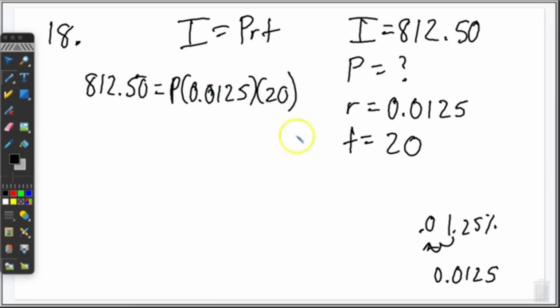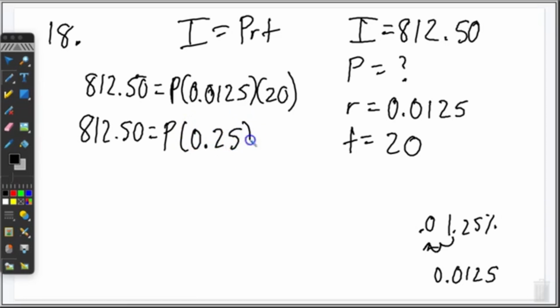So what we can do here is multiply these two. So 812.50 equals P times 0.25, since 0.0125 times 20 is 0.25. And to find P, which is a variable, we have to get it all alone. So we do the opposite of what's showing. It is multiplying, so we divide. And we have to do it to both sides to keep the equation equal.